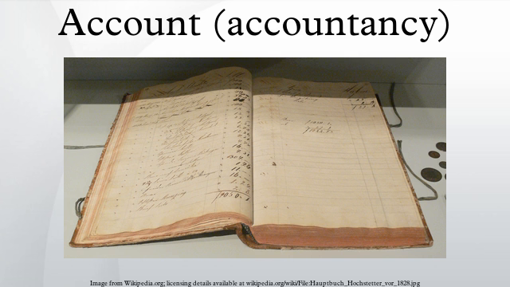See also: bookkeeping, chart of accounts, double entry accounting system, references.